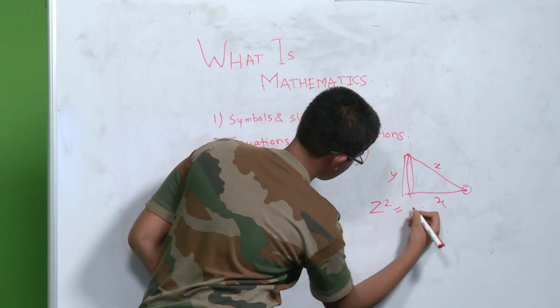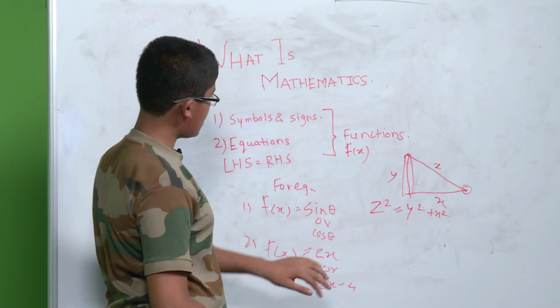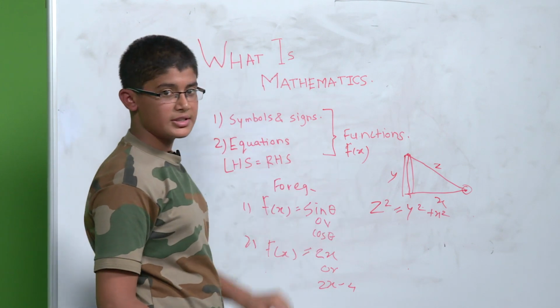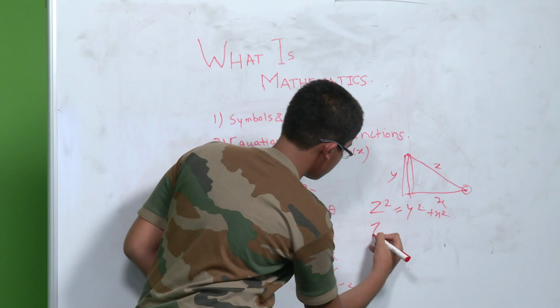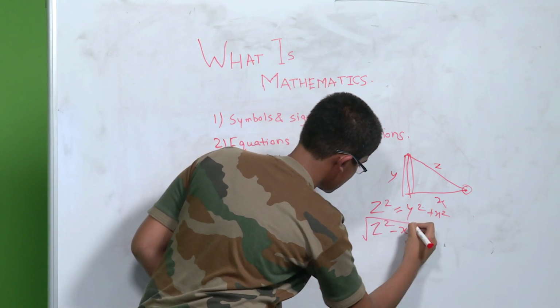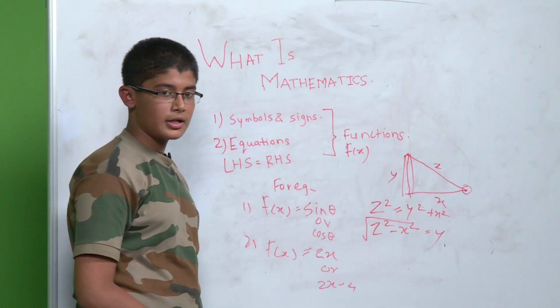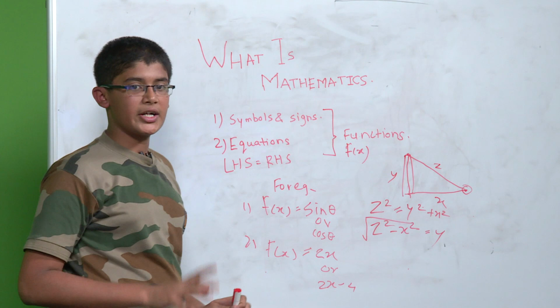The Pythagoras theorem says z squared is equal to y squared plus x squared. So suppose you are able to figure out z, then y is equal to the square root of z squared minus x squared. So you will be able to find the height of the cliff. So this is how mathematics is used.